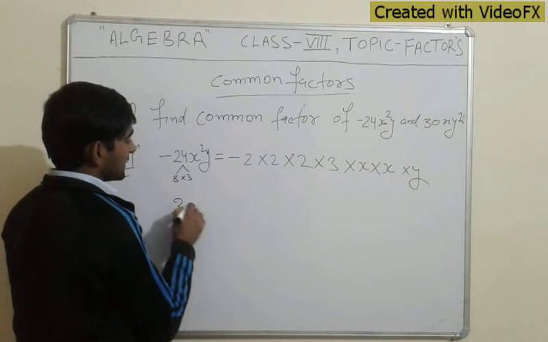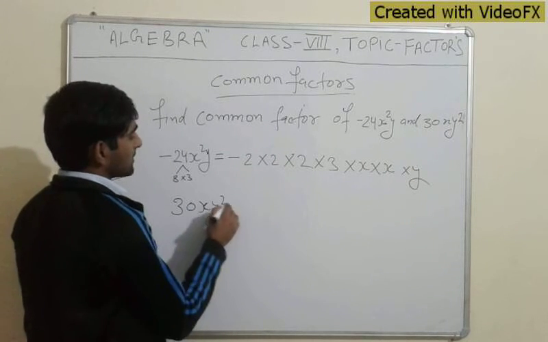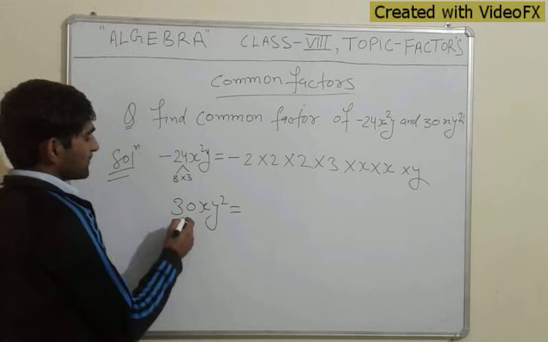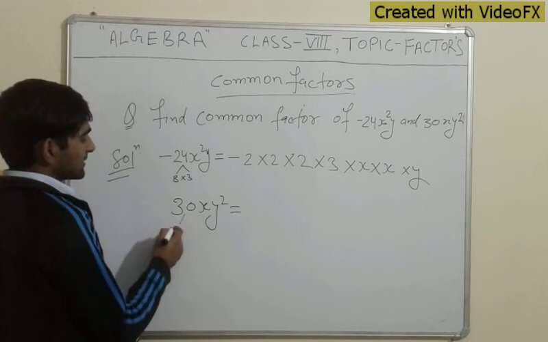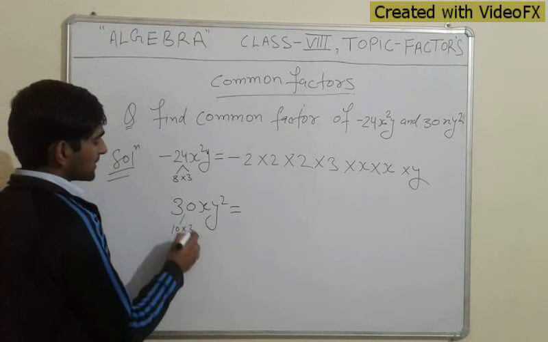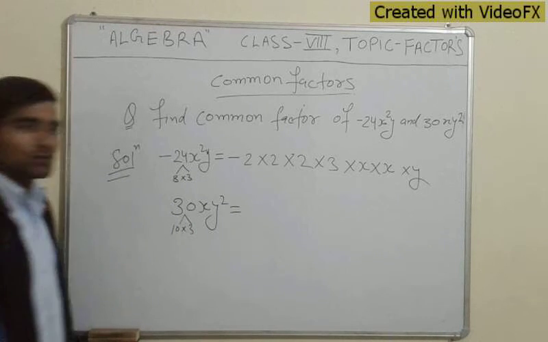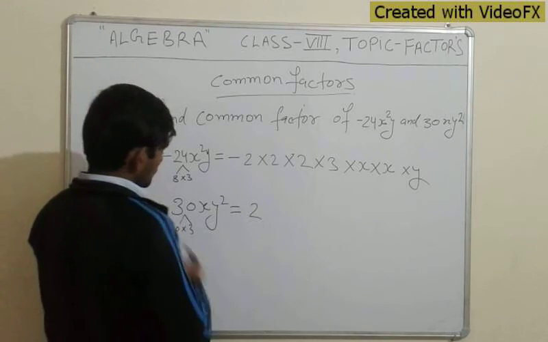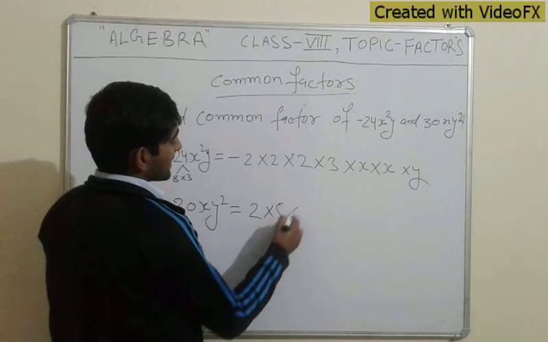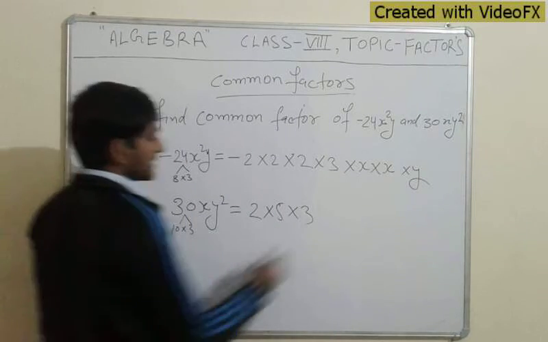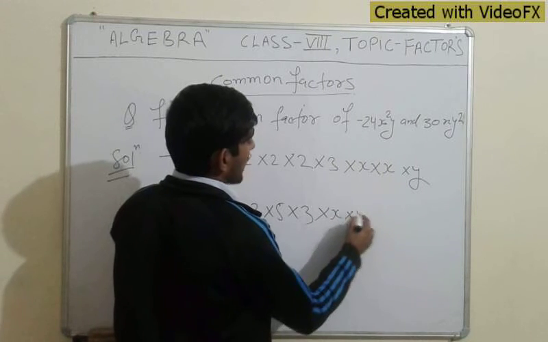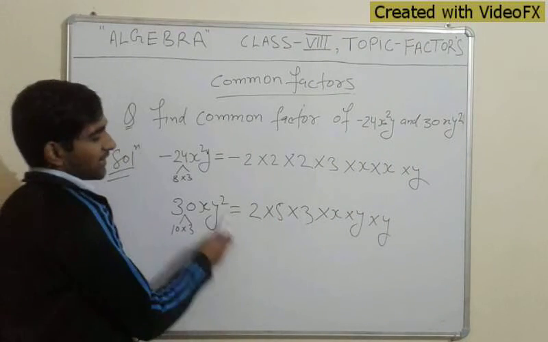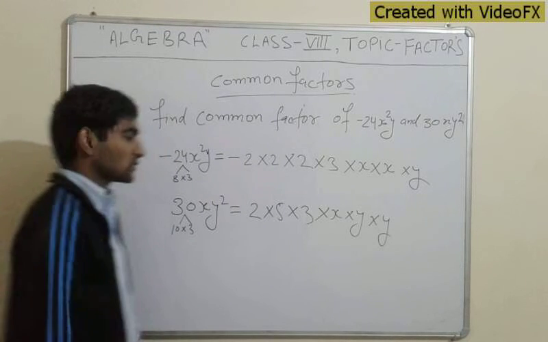Then 30xy square. If you know, 30 is simply 10 into 3. Very simple, 10 into 3 is 30. And 10 is 2 into 5, and into 3. Then x and then y. y square is y into y.